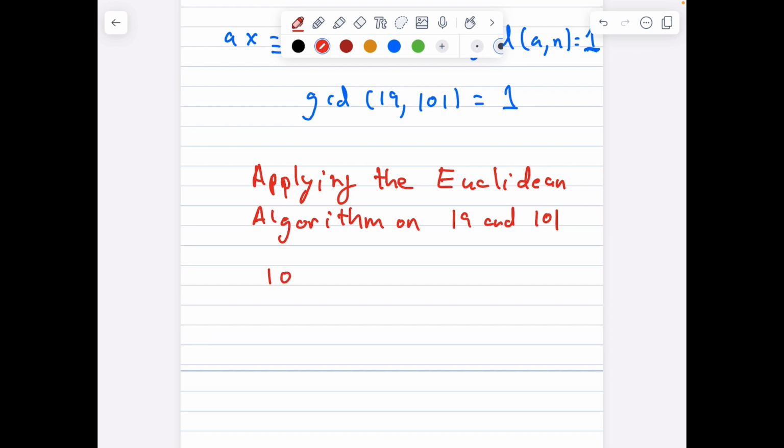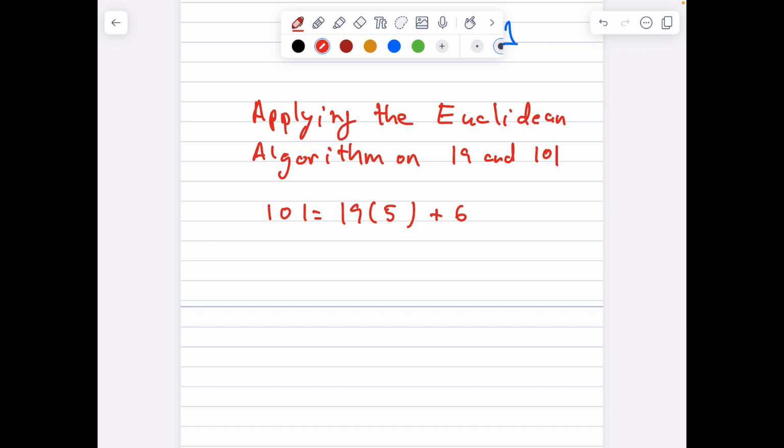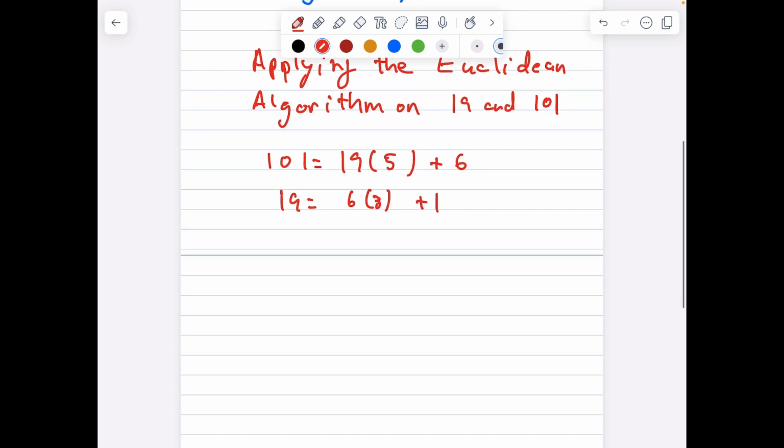So we're going to say 101 equals 19 times 5. 19 times 5 is 95, plus you have a remainder of 6. And next I'm going to take 19, and 19 equals 6 times 3 plus 1. And then finally here, actually I really don't need this part, but 6 equals 6 times 1 plus 0. And yeah, we're done. Technically, with the Euclidean algorithm, the GCD is the last number right here before the remainder is 0.